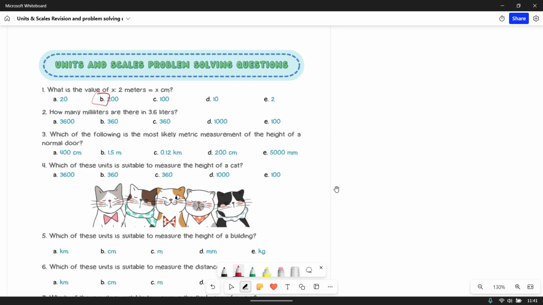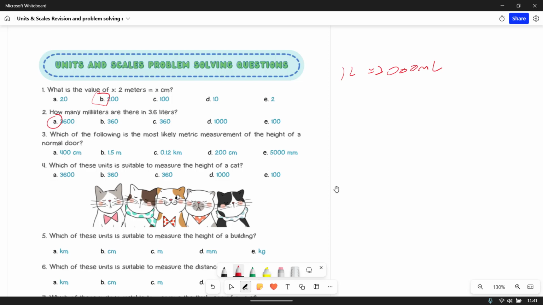How many milliliters are in 3.6 liters? So 1 liter is 1,000 milliliters. So 3.6 is going to be 3,600, which is going to be number 2.